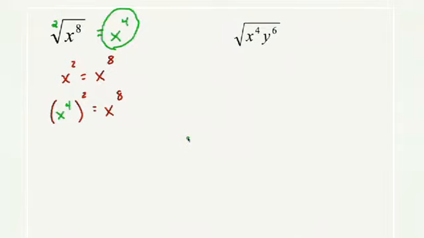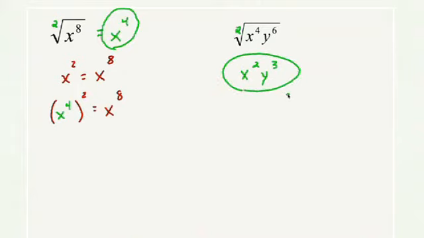We'll talk in a little while about what you do if you have an odd power. Okay, so let's apply this rule to the second one. Again, imagine a 2 here. 2 divides into 4 twice, no remainder, and then 2 divides into 6 3 times with no remainder. That is the final answer.